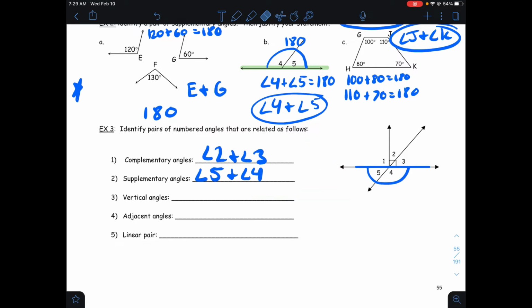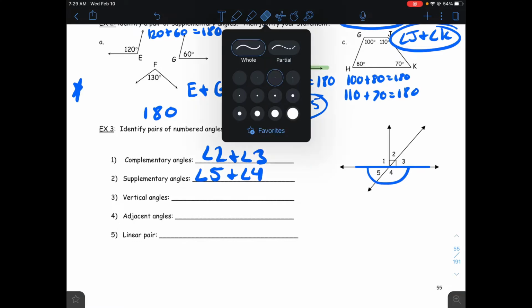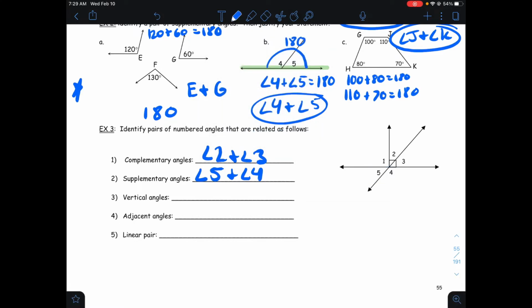Then they ask for vertical angles. Now this is very tricky. We talked about how for vertical angles, you need to have an X. When you're doing vertical angles, it needs to be kind of a perfect X. It can't be something cutting through. So if we look here, 5 and 3 are going to be good examples of vertical angles.